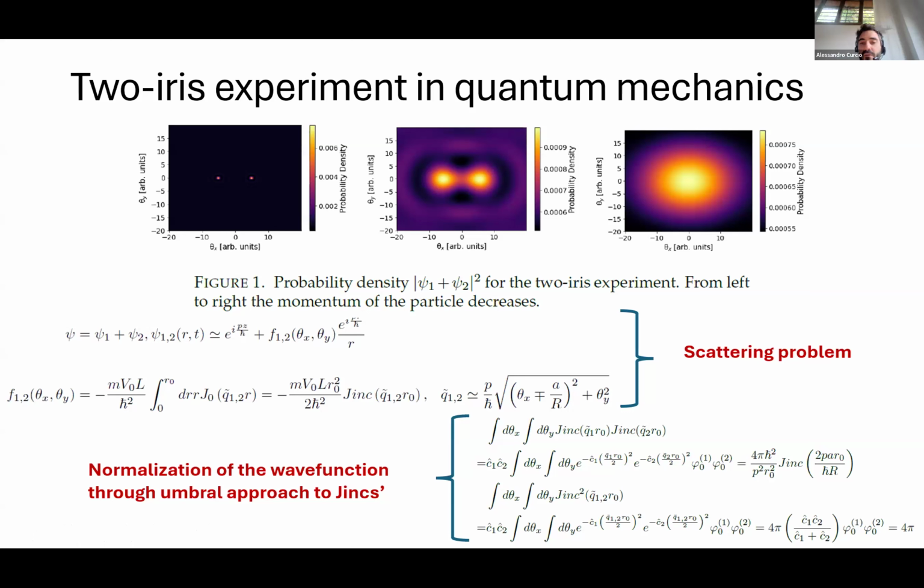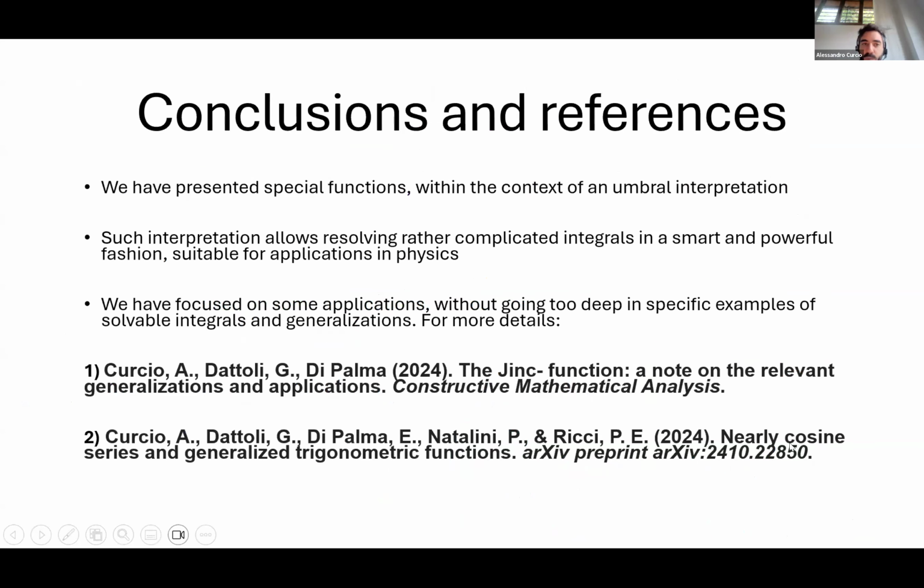In general, we have solved a very important problem in quantum mechanics, because this problem has been solved for the case of slits. For the case of irises, it has been solved, but this result of the normalization, as far as we know, is new.